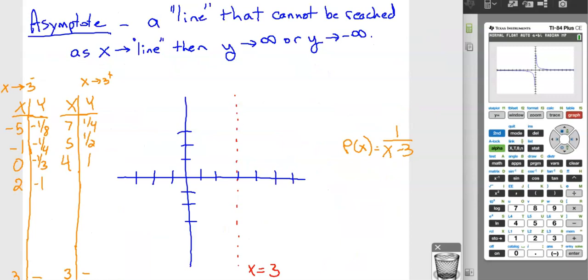Well, what we just now talked about was an asymptote. An asymptote is a line that cannot be reached.